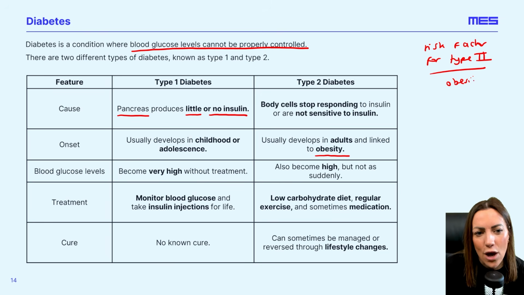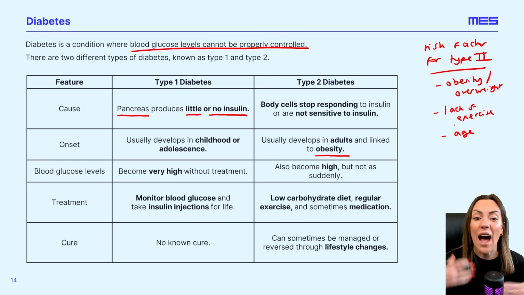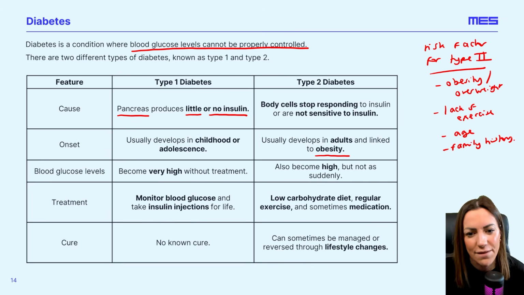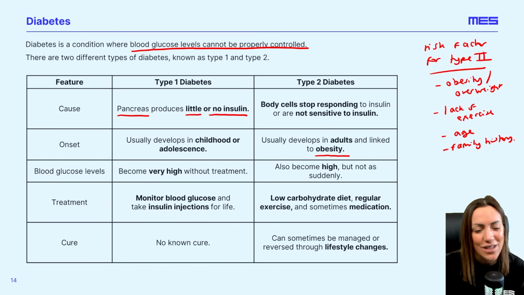Now, obviously, obesity or being overweight is a big risk factor, but also a lack of exercise is a risk factor. Even age is a risk factor. As you get older, you are more likely to get type 2 diabetes. Family history as well could be a risk factor. Poor diet, so a diet that's very high in carbs, very high in sugars, obviously is a risk factor for type 2 diabetes.